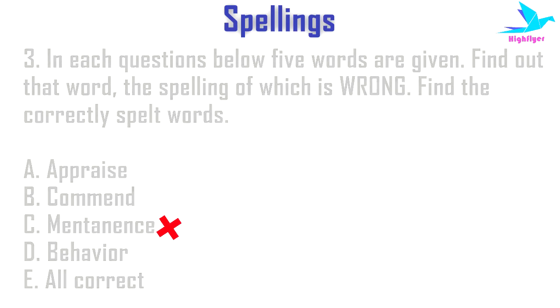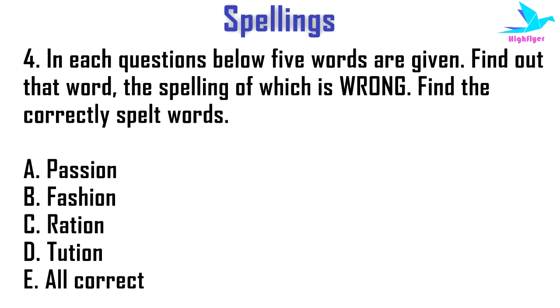Then let's see the next question. Here the set of words are passion, fashion, ration, tuition. Now here, the right option is tuition. Tuition is the only word which is wrong among all the spellings.